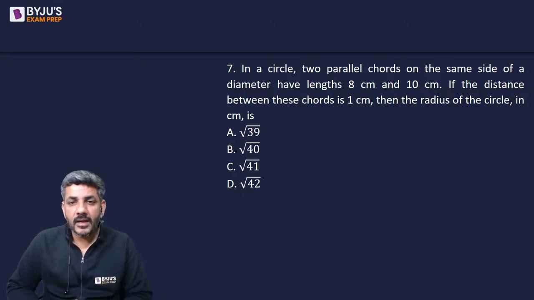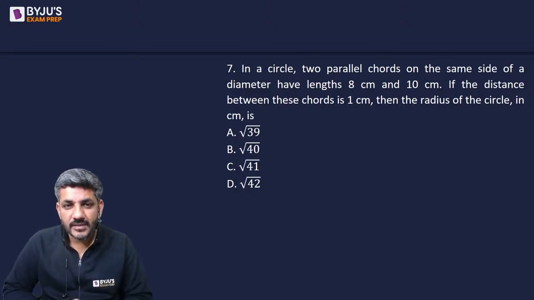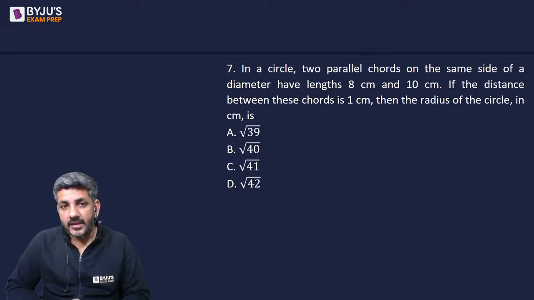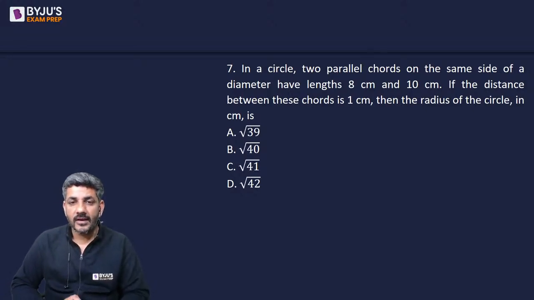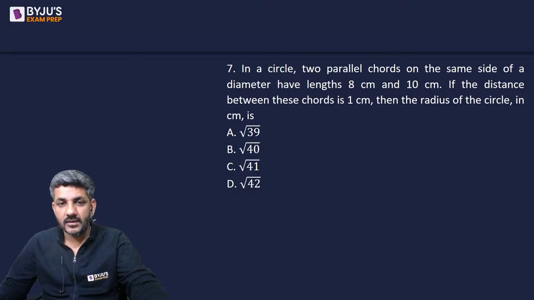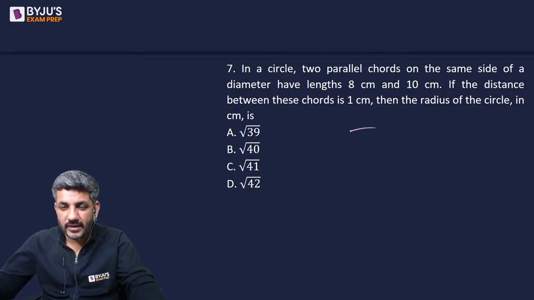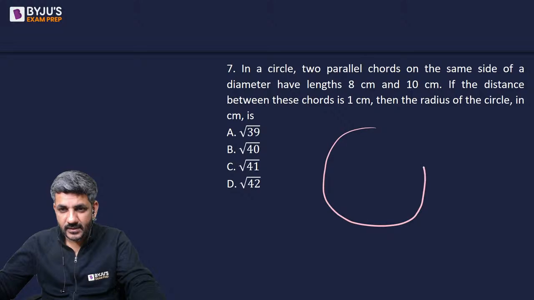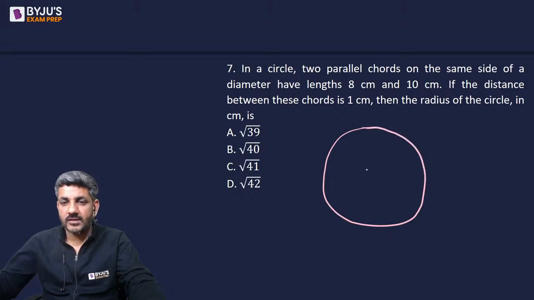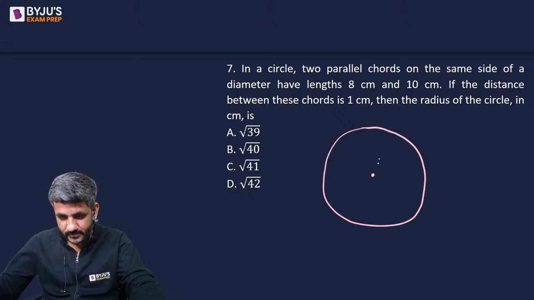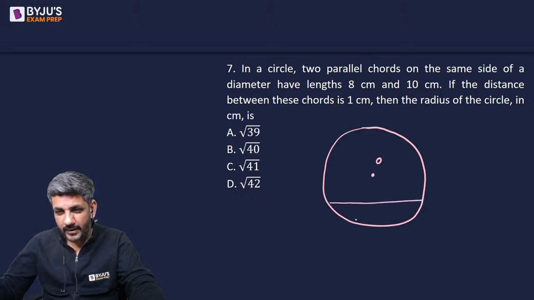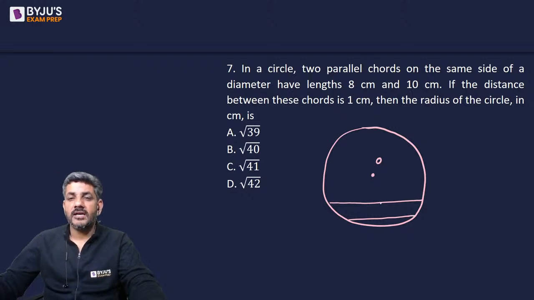In a circle, two parallel chords on the same side of a diameter have lengths 8 and 10. If the distance between these chords is 1, then the radius of the circle is what? Let's start solving it. So here is the circle. Two chords are there on the same side of the diameter. Let us say this is the center O, and there is one chord here and there is another chord here. The lengths of the chords are 10 and 8.